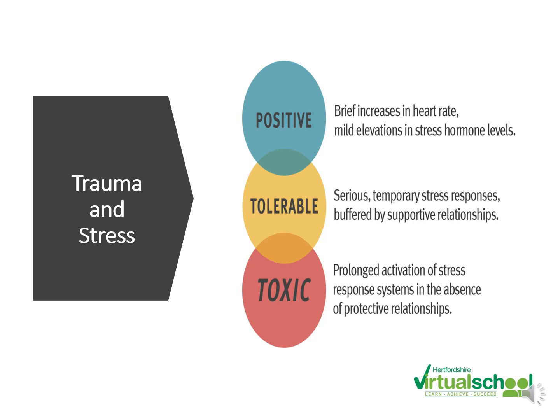Positive: a brief increase in heart rate, mild elevation in stress hormones. Normally if you have a short experience of that, you think, oh yes, that got me through it and I was able to cope. Tolerable: a serious but temporary stress response, buffered by supported relationships. So yes, you may have experienced something very stressful, but you've got those supportive relationships. They made you feel safer. They were able to teach you the skills to problem solve, to think, what could I do next time? How can I overcome this? And the key is those supportive relationships. It was through those supportive relationships that it was tolerable for you.